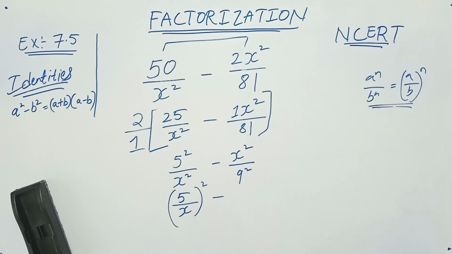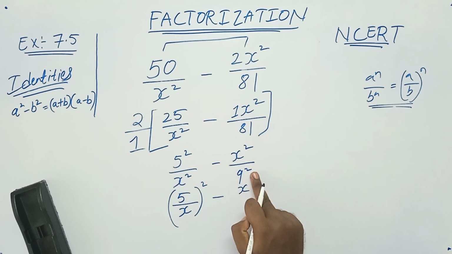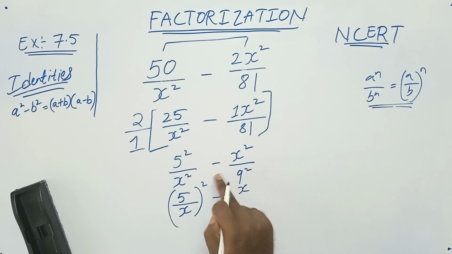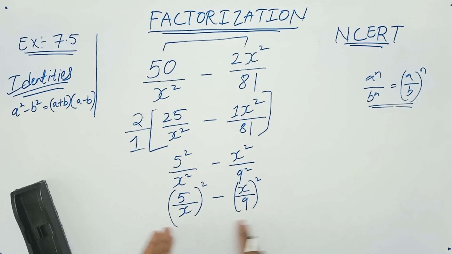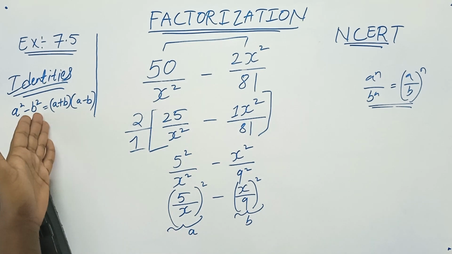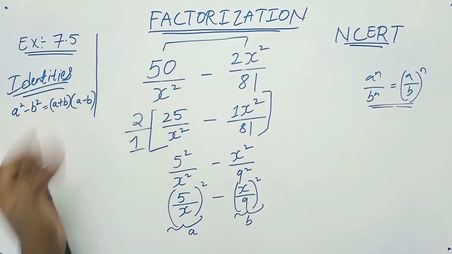So what we are going to do next is we have a minus sign, we keep the minus sign, and we have x here. Here you have powers which are the same. When powers are the same, you divide the bases. So x upon 9 whole square will be our next expression. If you assume this as a and this as b, it looks like a square minus b square, our identity. So we write it as a plus b into a minus b.